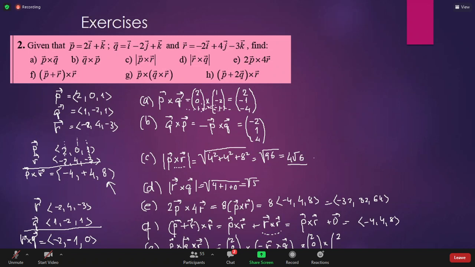And so we have 0 minus 1 is minus 1. 0 minus 2 is minus 2, change sign is plus 2, and 2 minus 0 is simply 2. Or minus 1, 2, 2, whichever way you like it to write it. And finally, the last one, H, P plus 2Q times R is something where we open.